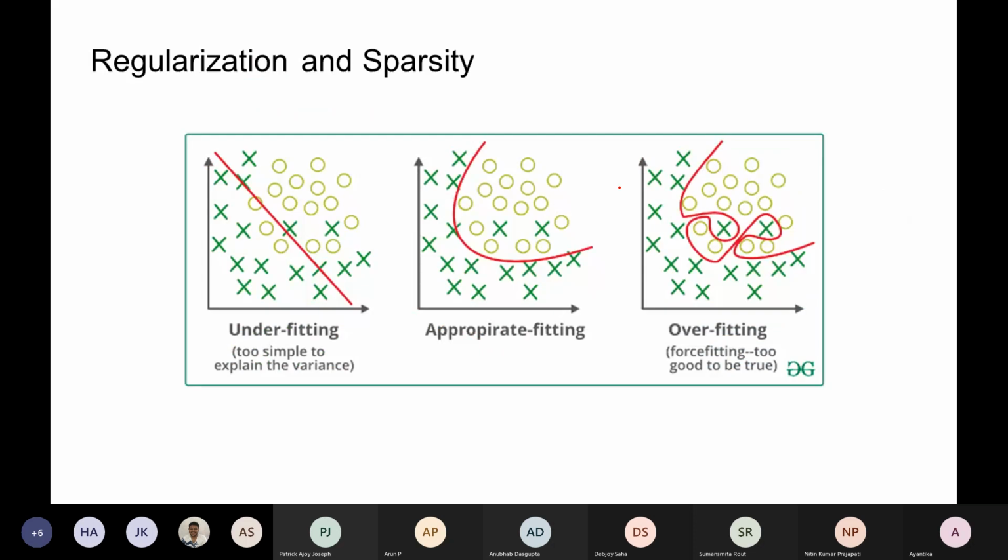But finally, we will conclude this discussion mentioning one relation. Maybe this term regularization, you all know. And what is the relation of regularization with sparsity? Now, when we talk about regularization, that is a very common technique. Can anybody tell why we use regularization?